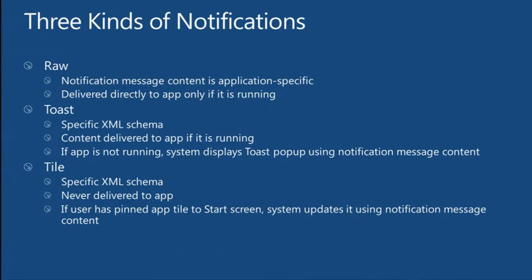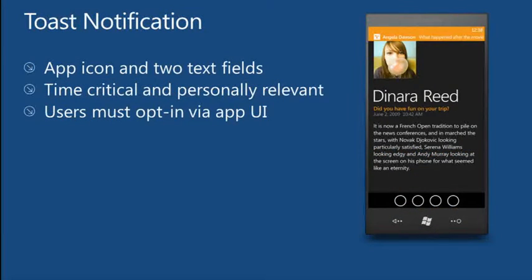And then finally, the tile update. Again, a specific XML schema for that. It's never delivered to the app. As the gentleman mentioned, there's no way to trigger the app to do anything. And if the end user has pinned the app tile to the start screen, then it gets updated. Make sense?